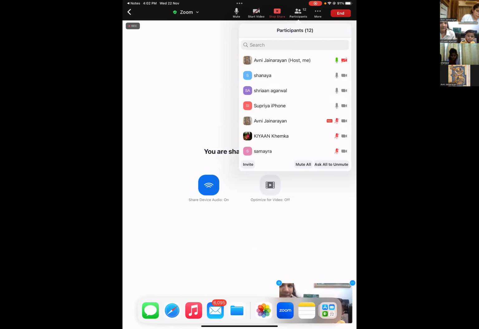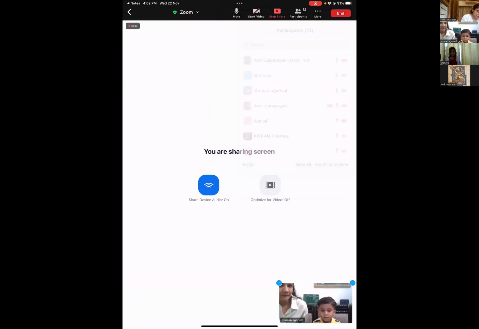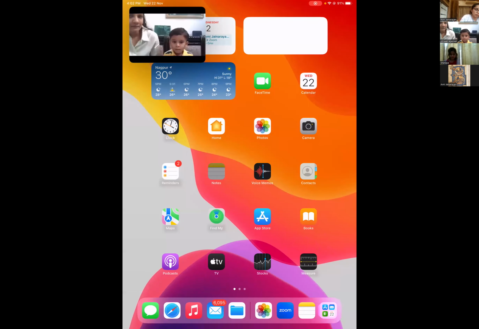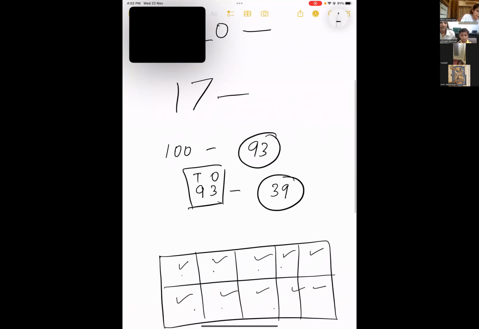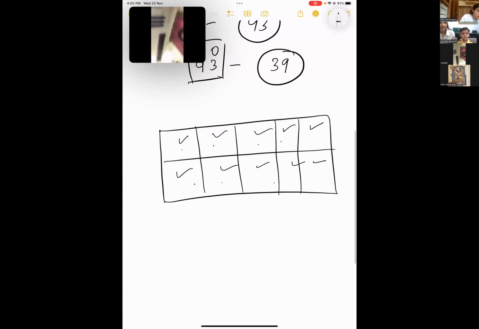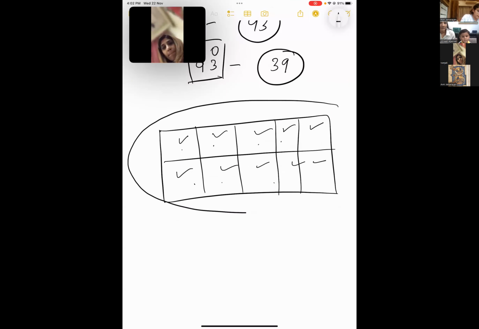So, hello everybody. We have just started with the session. Just going through the numbers, putting them with the tools. So we are currently on the 10 frame.